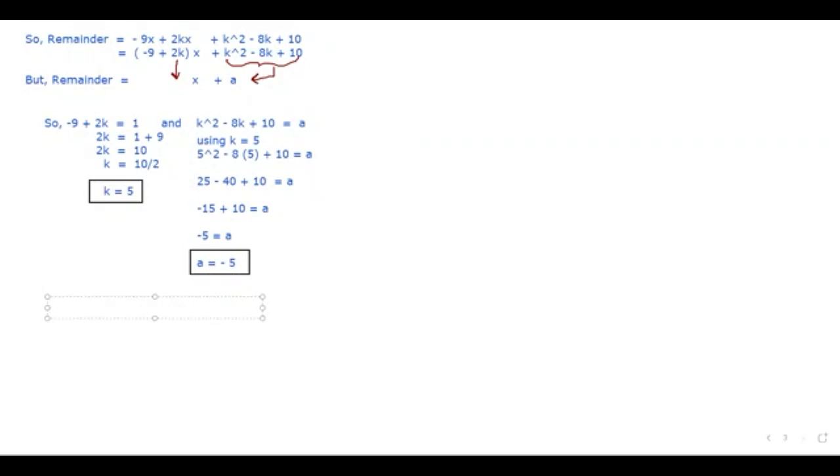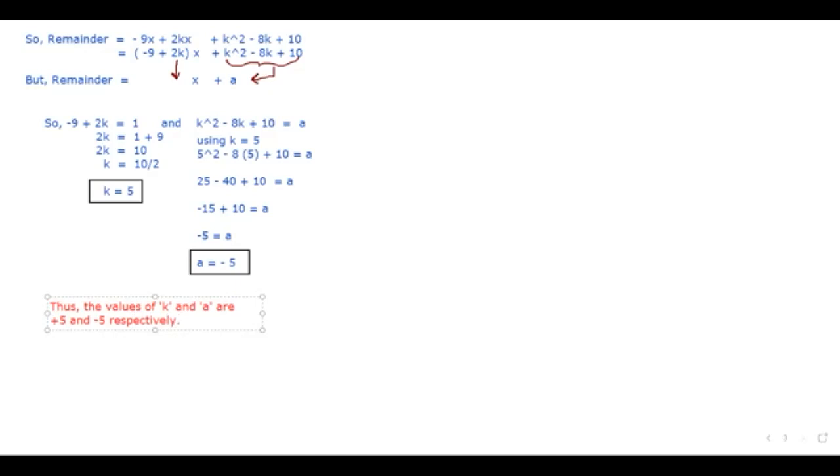Thus, the values of k and a are plus 5 and minus 5 respectively. Yes or no? Yes, sir.